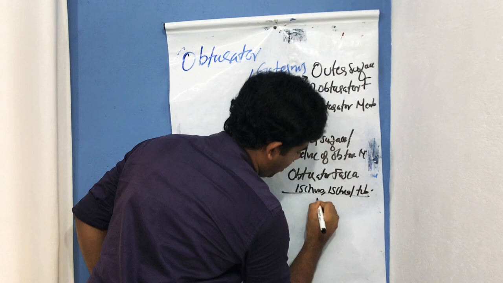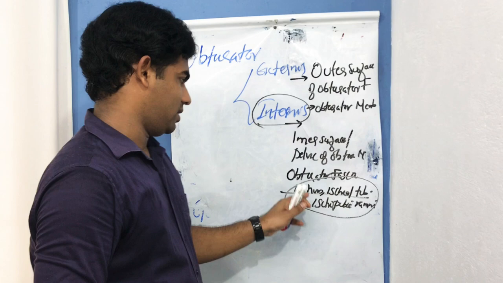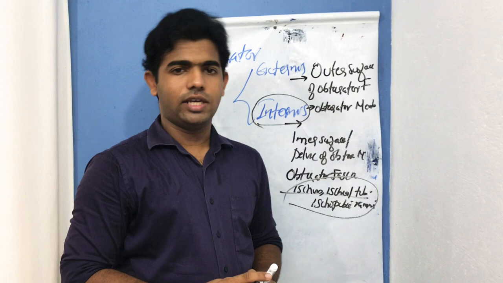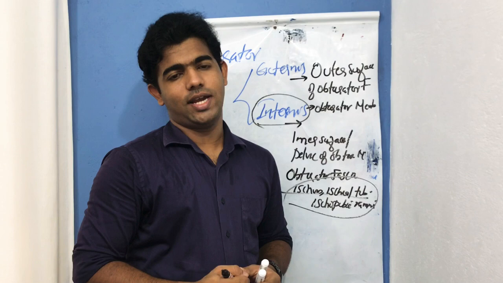Pubic rami, and some part even from the ilium. So this is a bit tough here. All other things are easy to remember, but let us take that risk. It is from the ischium, ischial tuberosity and ischiopubic rami. Even if you don't remember that, just remember from the inner surface of the obturator membrane and obturator fascia, and also from ischium, ischial tuberosity and ischiopubic rami. Right? That is the obturator muscles.